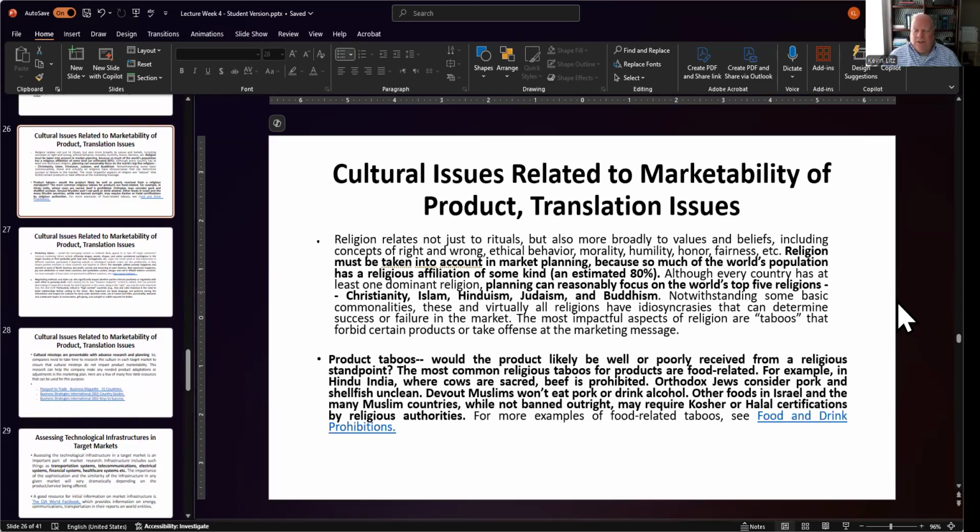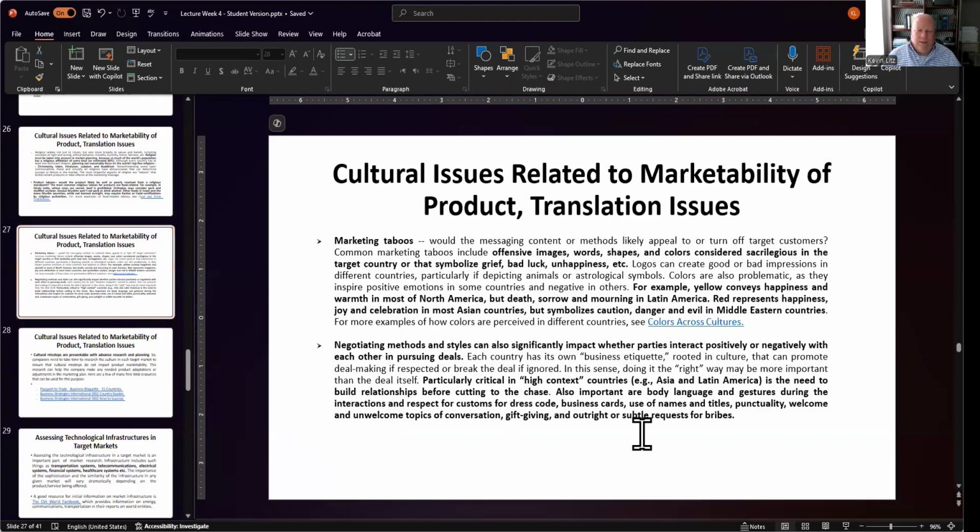We in the U.S. see things through a Judeo-Christian lens, and no matter where you're raised, you're going to see the world through your lenses, if you will, your glasses at the world. But again, look into the specific country and some of the cultural taboos. Food and drink prohibitions are a big one, everything from pork to alcohol, etc. Just be sensitive. Marketing taboos.